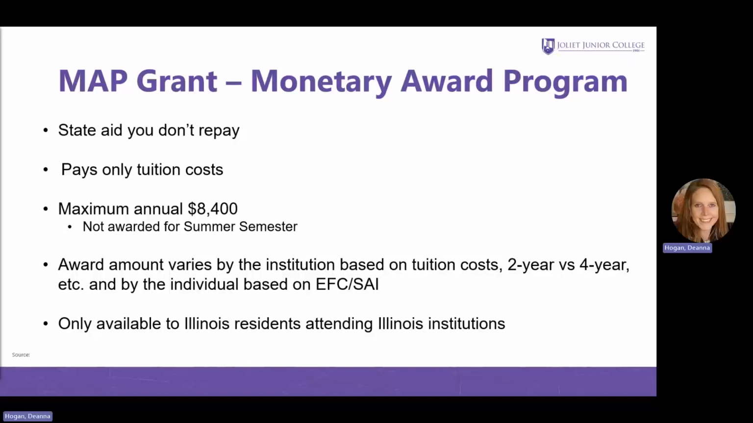The Monetary Award Program, or MAP grant, is an Illinois-based grant. The student must be an Illinois resident and attend an Illinois institution to receive this grant. This is state aid that the student does not have to repay. MAP grant only pays tuition costs and mandatory fees. The maximum annual award amount changes each year, but the student's award amount will vary based on the type of institution that they are attending and the student's EFC or SAI. MAP grant is not available in the summer semester.